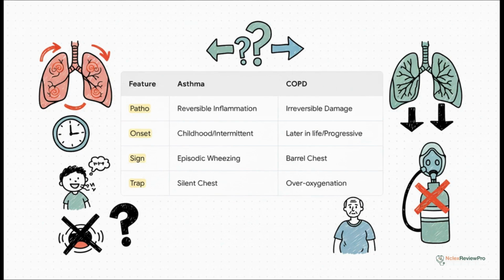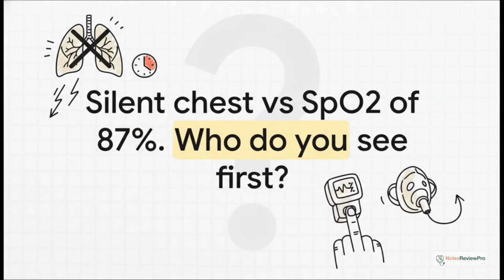You need to know this table inside and out. So let's put it all to the test. Who are you running to first? Remember your ABCs: airway, breathing, circulation. The asthma patient with a silent chest has an airway problem. It is completely closed off.